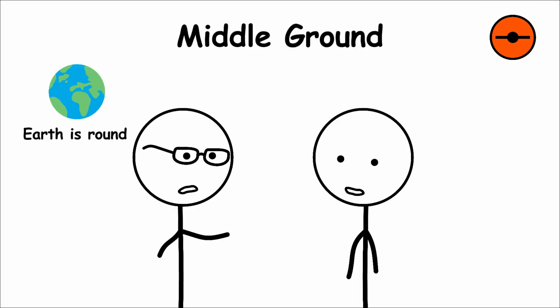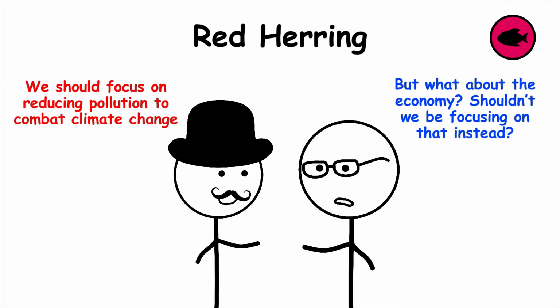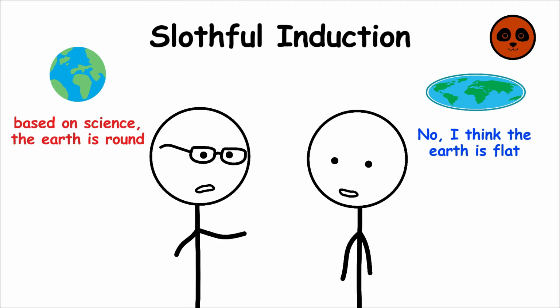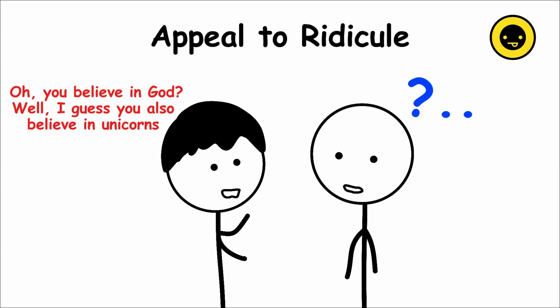Middle ground. It happens when someone argues that the truth must be somewhere between two opposing positions. Red herring. It's when someone changes the topic of a conversation to something else to avoid answering a question. The slothful induction. It happens when someone refuses to believe something is true, despite plenty of evidence showing that it is. The appeal to ridicule. This fallacy happens when someone tries to dismiss an argument by making fun of it or mocking the person making the argument, instead of addressing the actual points.